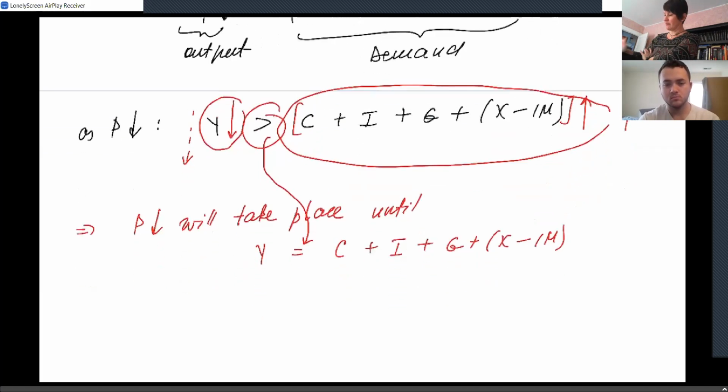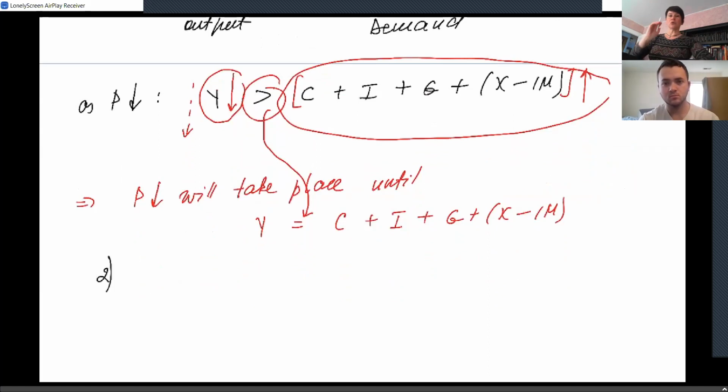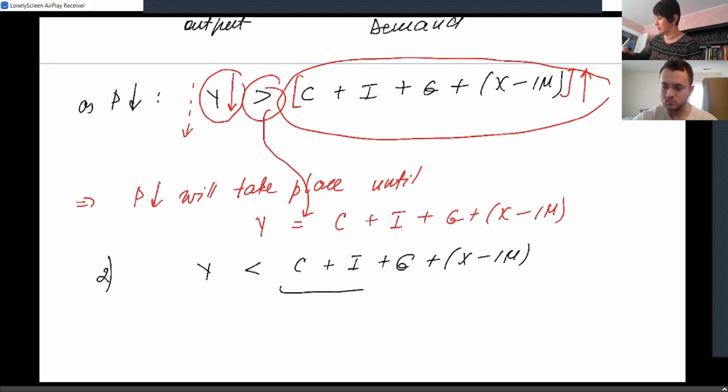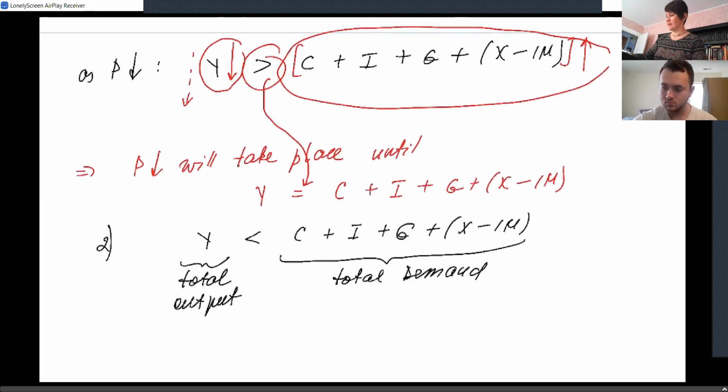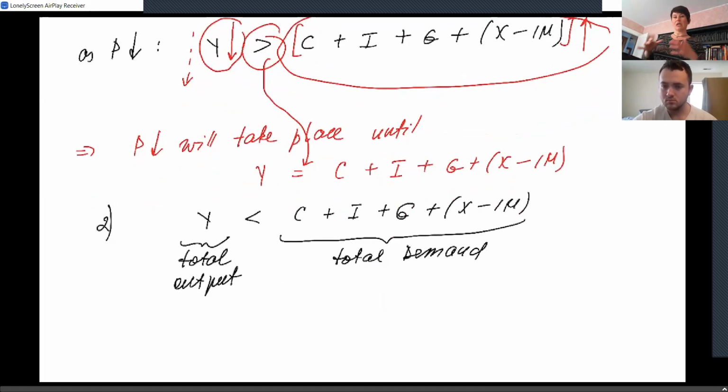No? Okay. Now, we could also have the reverse of the first inequality. We could have the condition when the total demand exceeds total output. Okay. Total output is below total demand.